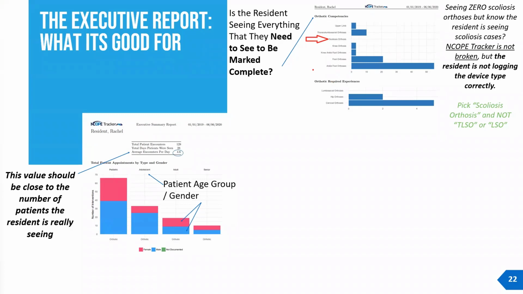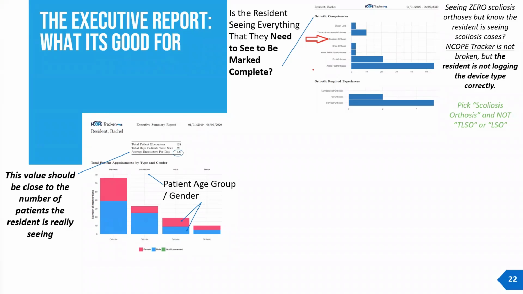On that note, the next page that you're going to encounter is the actual competencies themselves. So if you have an orthotic resident, you'll see the orthotic competencies and required experience as well. If you have a prosthetic resident, the prosthetic competencies. And guess what? If you're doing a combined O&P, you see both. On that note, we can see here really clearly, it looks like the resident's seeing an awful lot of things, except they have 0 scoliosis cases involved.